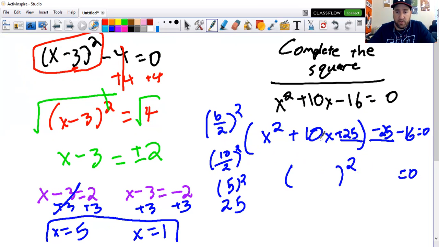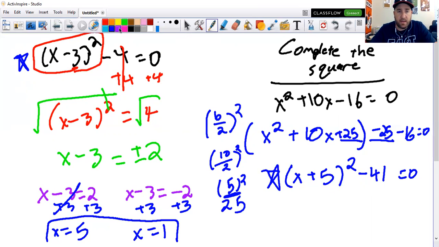Again, I'm looking in here. It's going to be x, whatever is here. So what I'm going to put in is a positive 5. And then here I can actually combine like terms to get minus 41 equals 0. Now, if you notice, this now looks like this. So I have turned this successfully into vertex form.